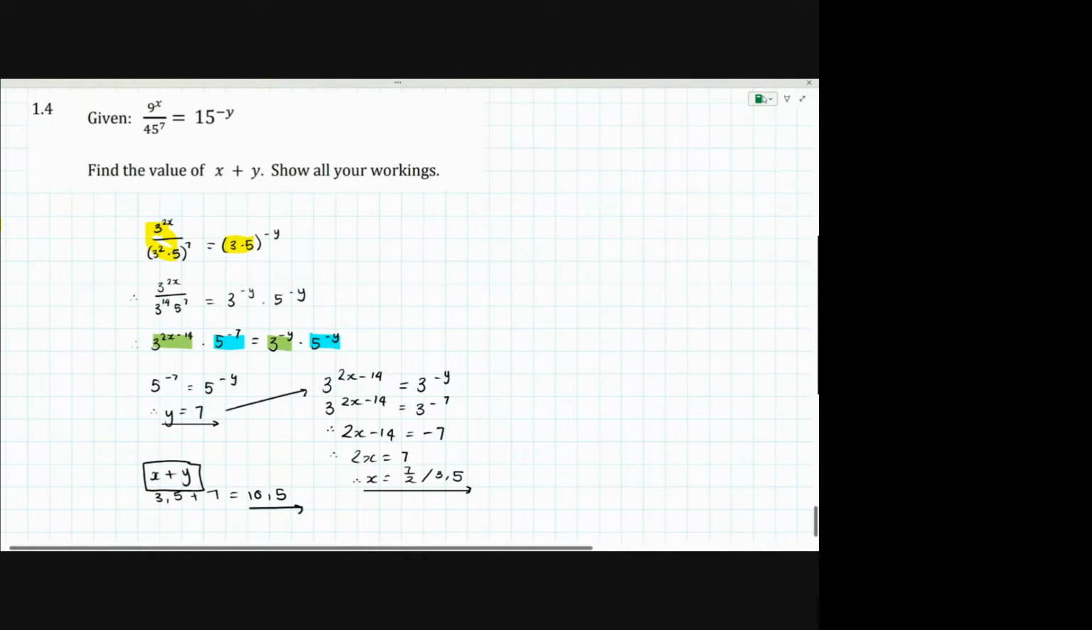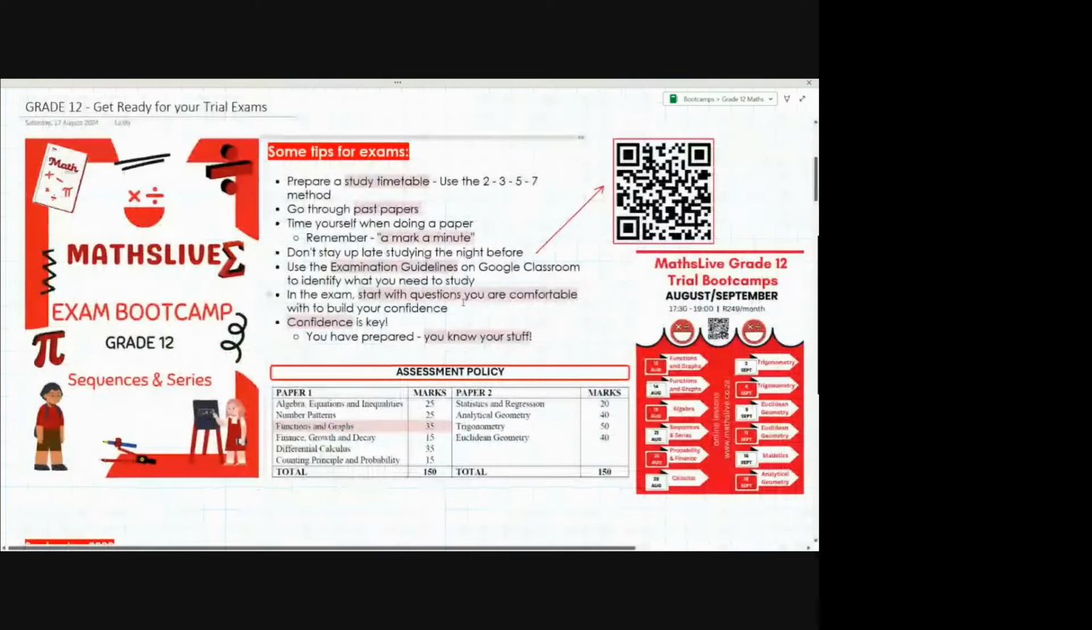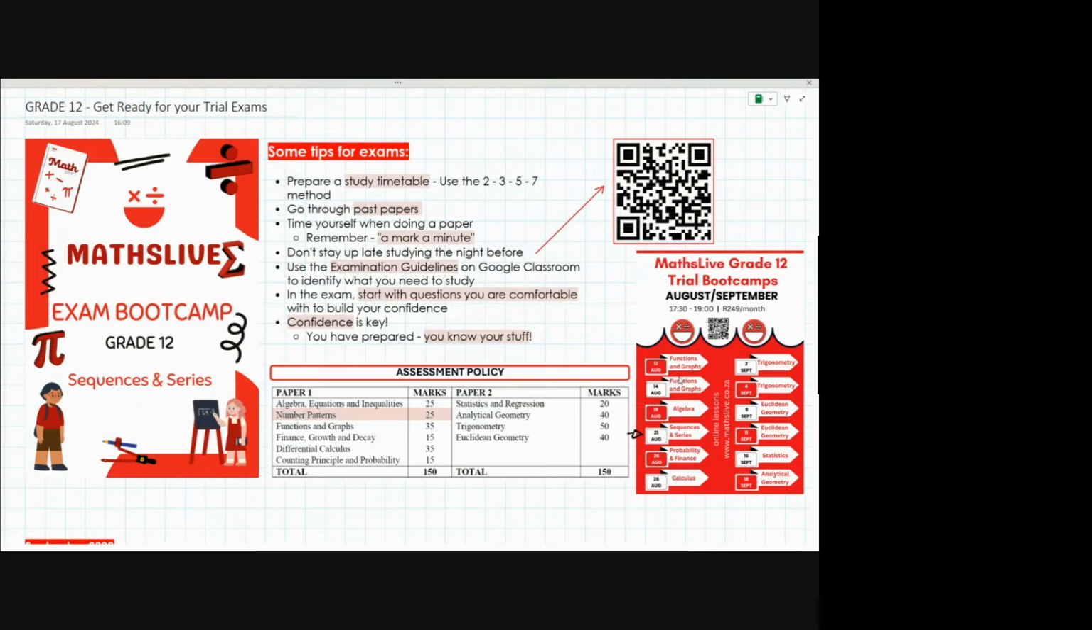Alrighty, guys, let's get into it. So we are on our fourth bootcamp already, which is wild. We're here at sequences and series. And so in terms of our paper 1, we are on the next second biggest section, which is number patterns, sequences and series, and it counts 25 marks.